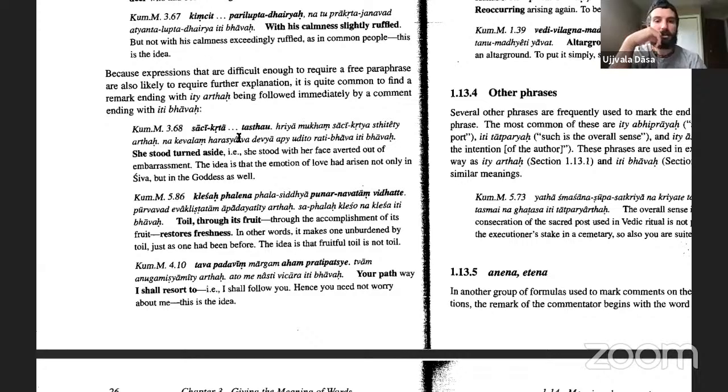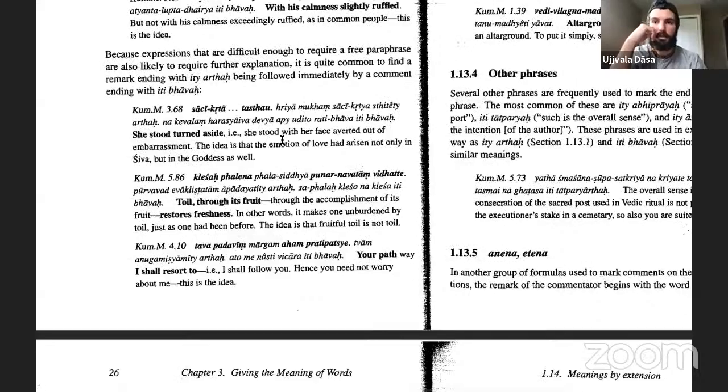Na kevalam harasya eva devya apyudito rati bhava iti bhavaha. The sense is that rati bhavaha udita, affection or the mood of affection had arisen. Harasya eva devya api. So Hara means Lord Shiva. Na kevalam harasya eva, not only in Lord Shiva, Devya api. So in Devi also, udito rati bhavaha iti bhavaha. The sense is that the rati bhava had arisen not only in Lord Shiva, harasya eva, but Devya api.